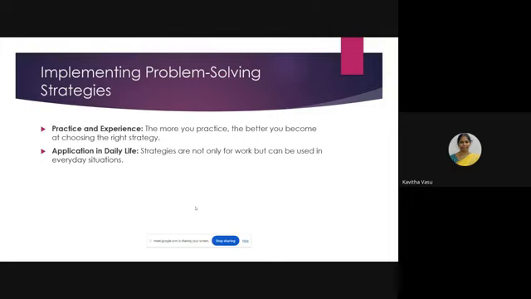We do not always apply trial and error, no. Finally, we will get some experience through that, and by the experience, we will get some good solution. Then application in daily life means problem solving strategies aren't just for professional settings. They are useful in everyday situations as well.